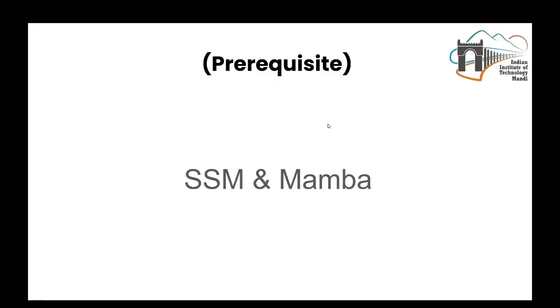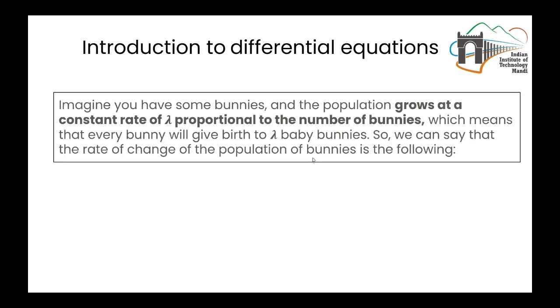So in this section, we'll be talking about the foundational models used for the architecture of Motion Mamba, which are SSM and Mamba. So, for understanding an SSM, we would first take this problem which is related to a differential equation, which says that in a state there are some bunnies, and the population of bunnies is proportional to the number of bunnies at that time by some proportional constant lambda.